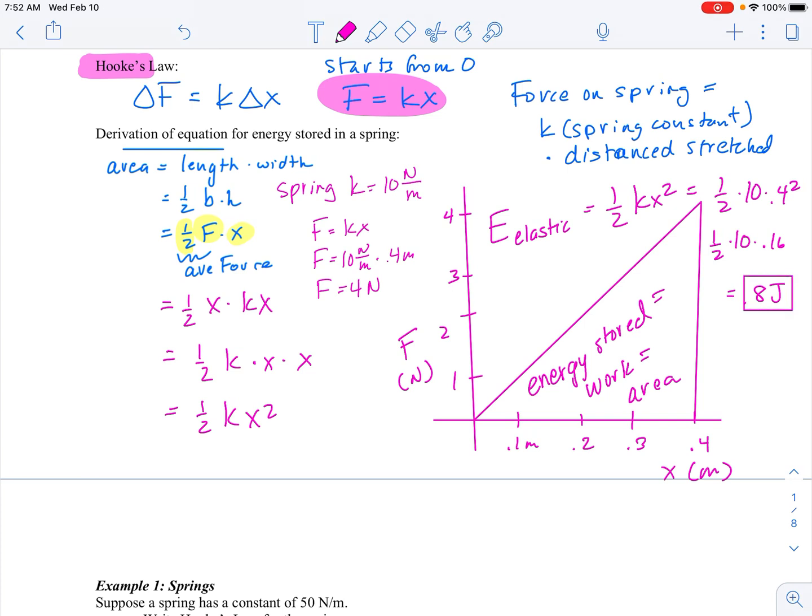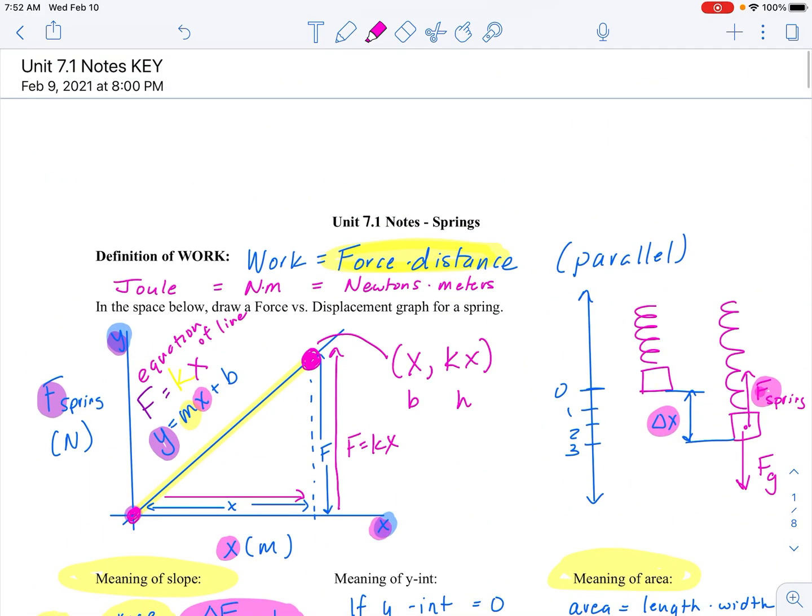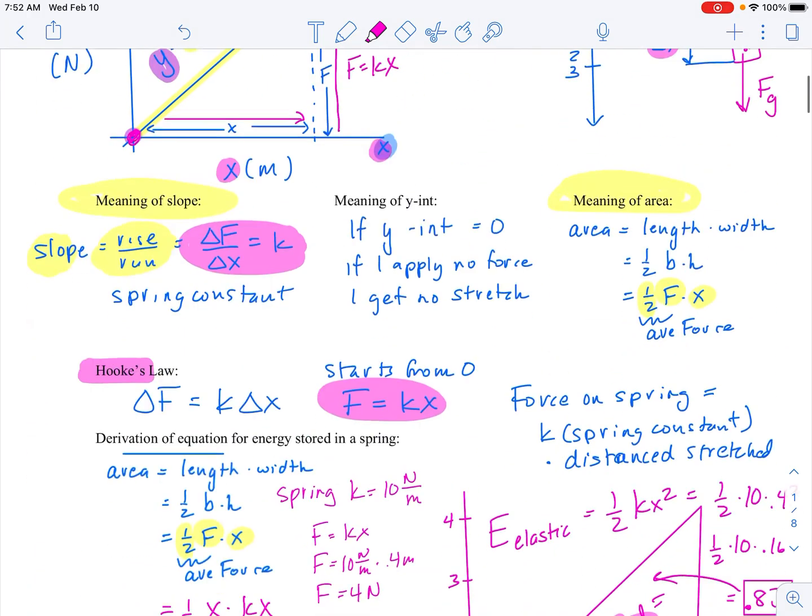So that area is 0.8 joules. And that area is the energy stored when I stretch the spring, and it's also the work that I did to stretch the spring. And one of the big ideas in this unit is that energy stored is equivalent to work done. Again, work is force times distance.